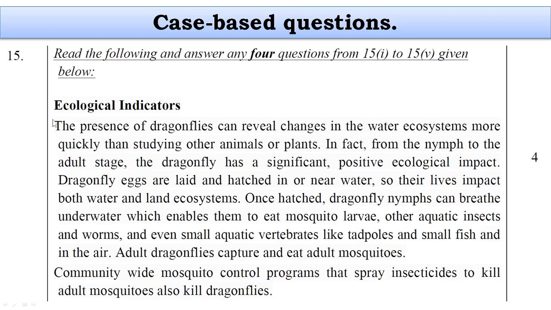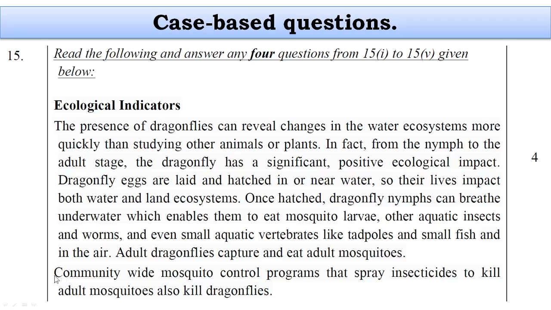But the thing is, it is not checking your English. It is not like an English reading passage. It checks your knowledge. For example, here there is a paragraph on ecological indicators, and it talks all about dragonflies, how they have a significant and positive ecological impact. These dragonflies control the mosquito population by eating mosquito larvae, both the nymphal stage as well as the adult stage, and how they hunt mosquitoes is given here.